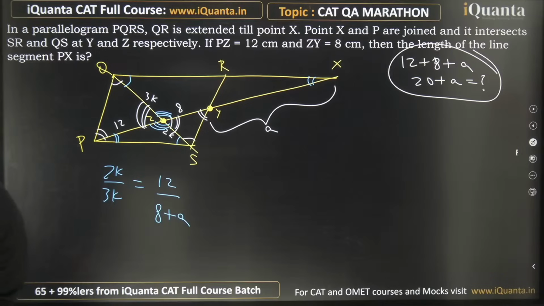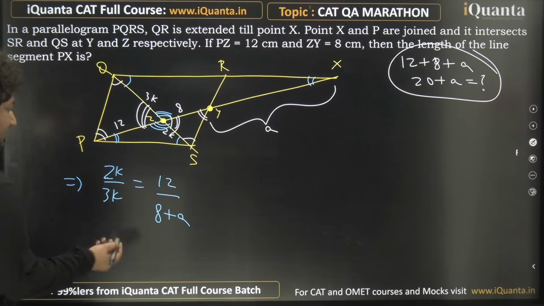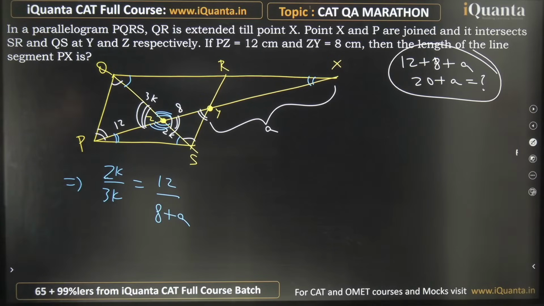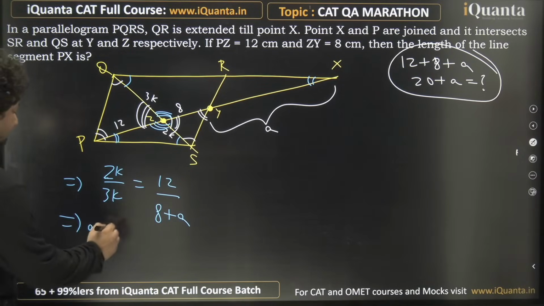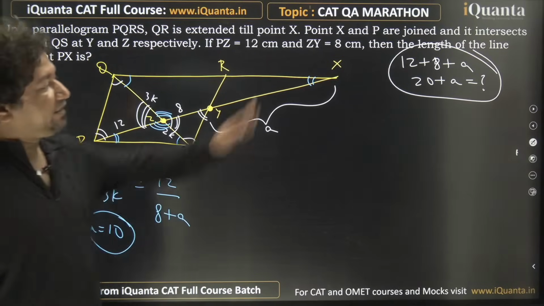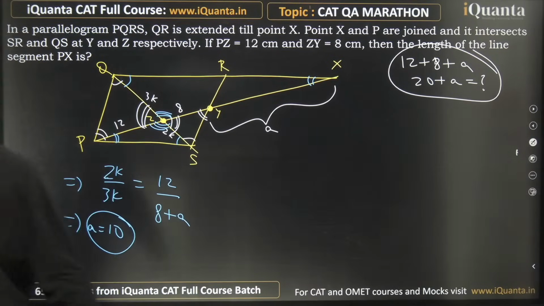अब मैंने स्पीड बढ़ा दी है. ठीक है. K and K get cancelled, and now you can solve it, of course. The value of A will be 10. Correct answer is 20 plus 10, that is 30. 30 is the correct answer over here. Those who got 30, they are right. Cool.